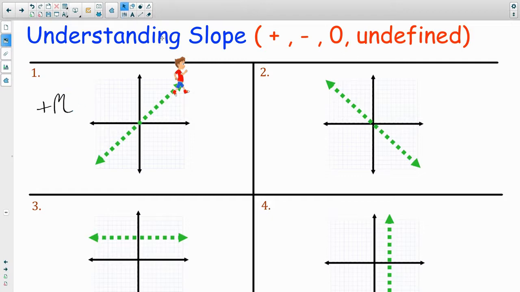Now, when he gets to number 2, he keeps on walking, and then he gets to the line, and now he's walking downhill, right? Sliding down the hill. That is how we identify a slope that is negative.